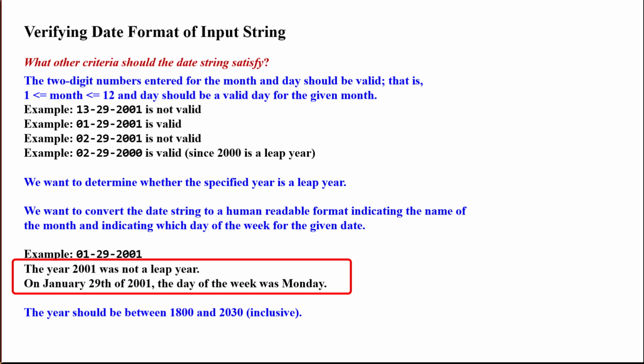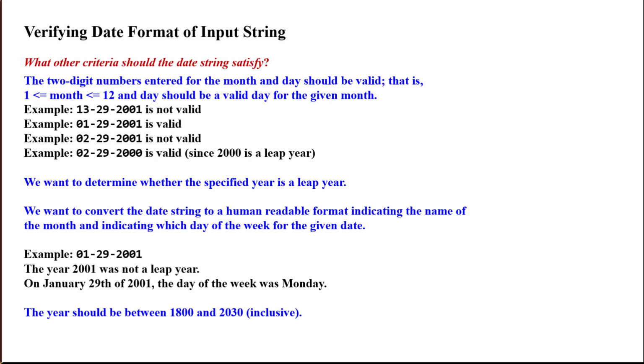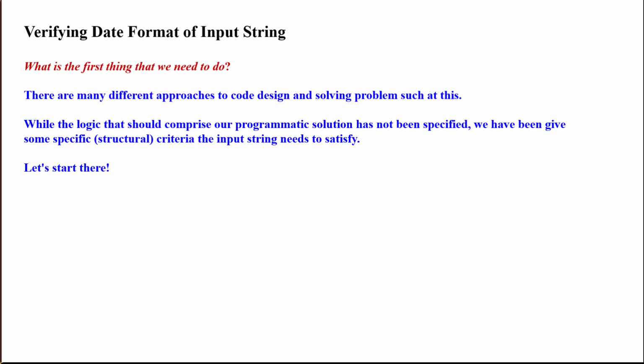We also want to use Zeller's congruence or some other method to determine what day of the week on which that date fell. Finally, just to keep the years within some reasonable range, let's agree for the sake of this problem that the years should be from 1800 to 2030. All right, so now how do we begin this problem? What is the first thing that we need to do?